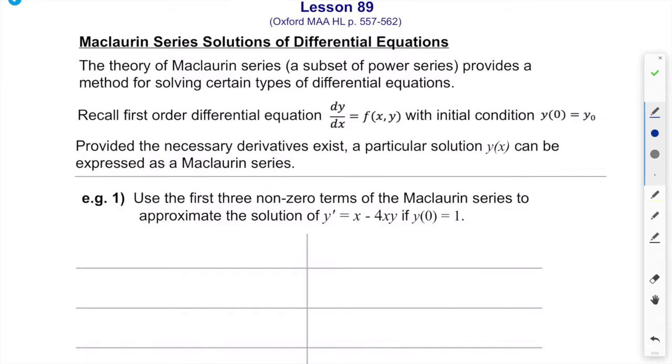And given that the necessary derivatives exist, we can actually use the Maclaurin series to help us. Provided that the necessary derivatives exist, a particular solution in the form of y of x can actually be expressed using a Maclaurin series. So let's see how this works using example 1.